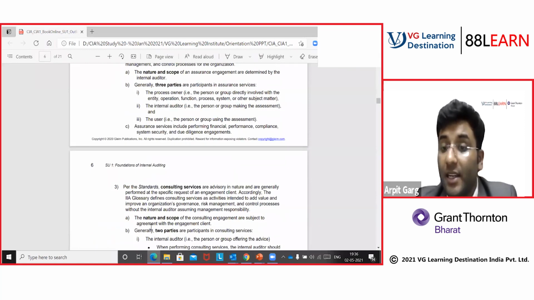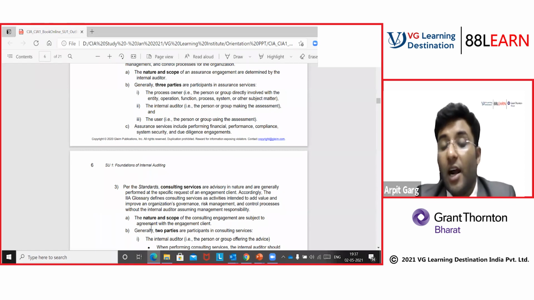Consulting services, as I said, are more of an advisory and guidance nature. So it's advisory in nature and generally performed at the specific request of an engagement client. Accordingly, the IIA glossary defines consulting services as activities intended to add value and improve an organization's governance, risk management, and control processes without the internal auditor assuming management's responsibility. Okay.